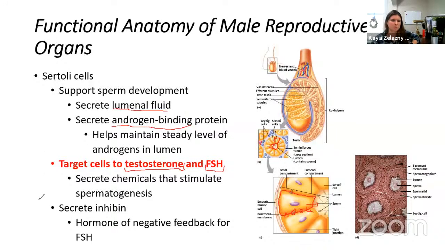The Sertoli cells do have their own hormone that they secrete. So they don't secrete testosterone, they don't secrete FSH. What they do secrete is inhibin, which is a negative feedback loop on FSH. So once they're producing a bunch of sperm, they need to go back and tell FSH, hey, we made them, you can chill. That's what inhibin does.